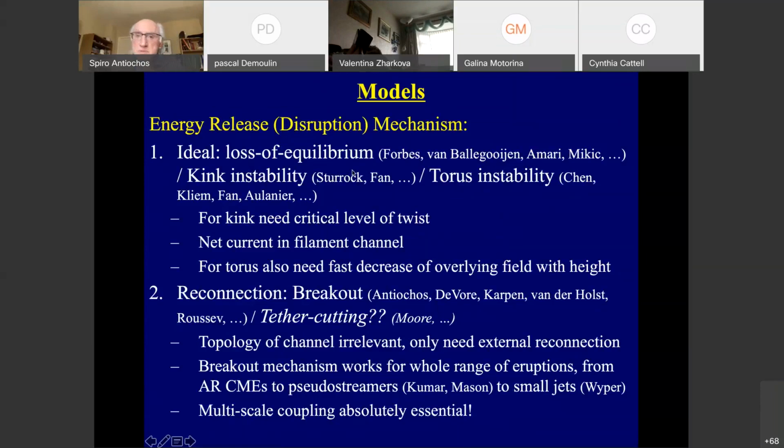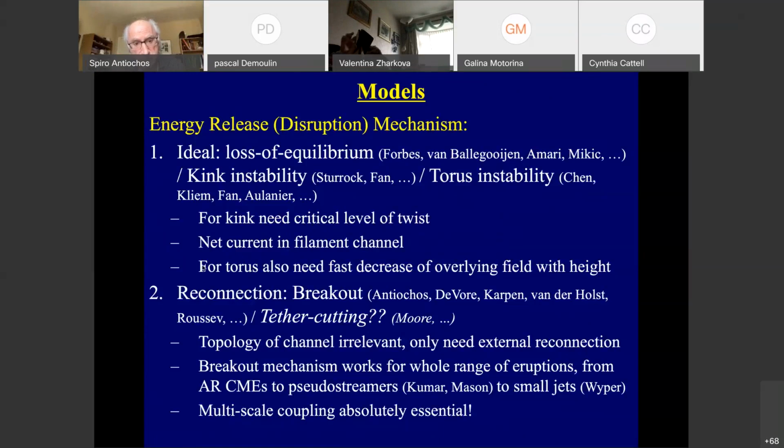In fact, some people, for example Guillaume Molanier, would argue that you can lump them all under the torus instability, the torus-like instability, for all these ideal processes. For the kink, you need a critical level of twist in the filament channel. That implies you have to have a net current in the filament channel, right? To get a net twist, you have to have a current going through the filament channel. This current implies that you'll have a hoop force trying to make the current wire, shall we say, expand outwards. And depending on the properties of the current wire and the overlying field, you can get the so-called torus instability, where the thing expands upwards indefinitely.